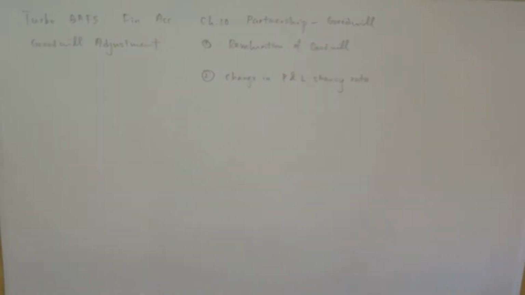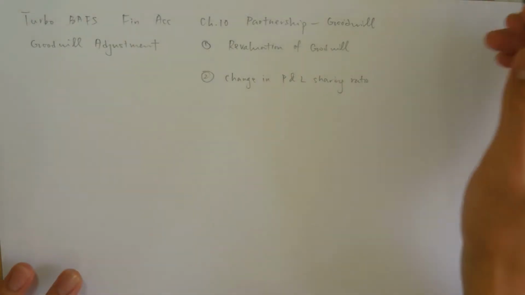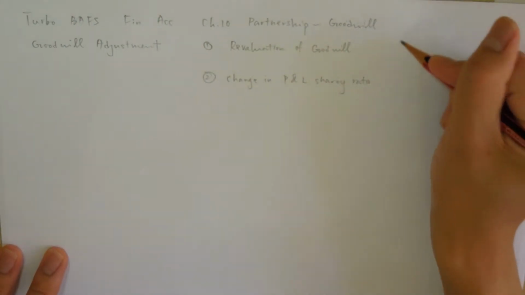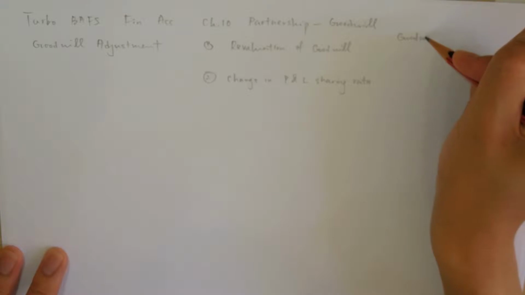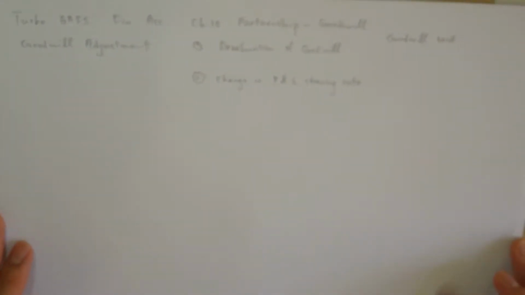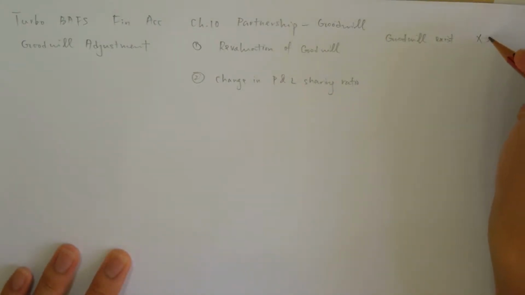But I've mentioned before, in the question there is always a situation where the goodwill account is maintained or not maintained. I repeat: there is always a situation mentioned that the goodwill account exists or does not exist. Therefore, for these two situations, we have different accounting treatment. Goodwill account exists, or goodwill account does not exist.